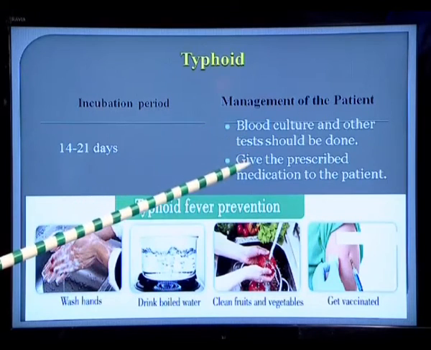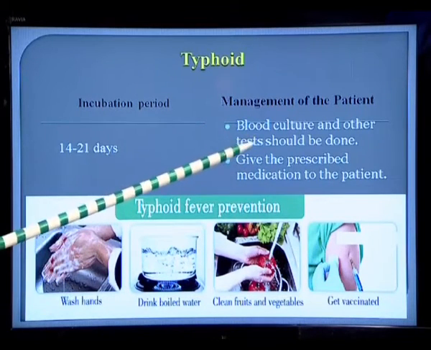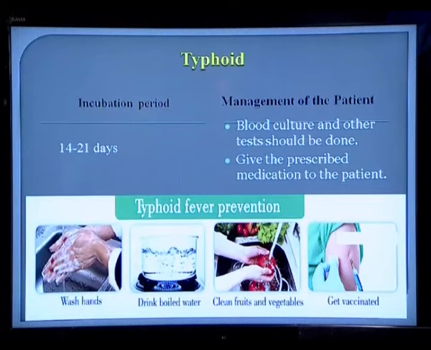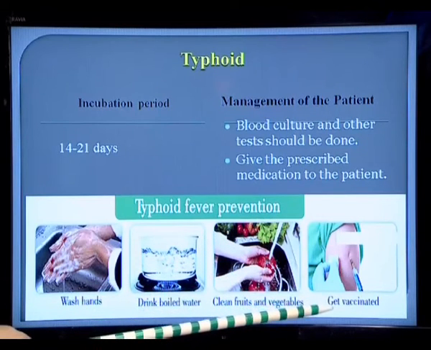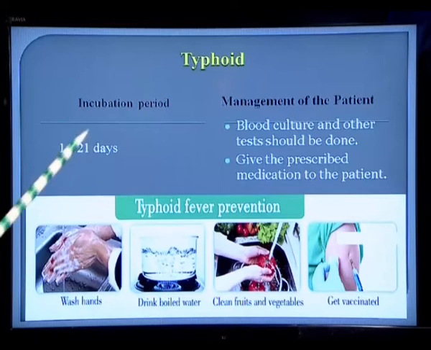You need some kind of medical support here. The blood culture may need to be tested to confirm whether it is typhoid or not, and you need medication also. But at home, what you can do is regularly wash the hands with soap and water, drink boiled water, clean fruits and vegetables very carefully under running water, and get vaccinated in time.